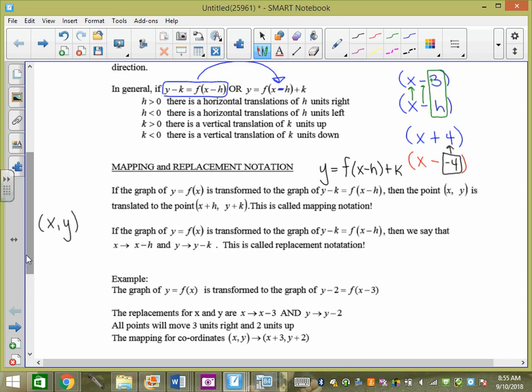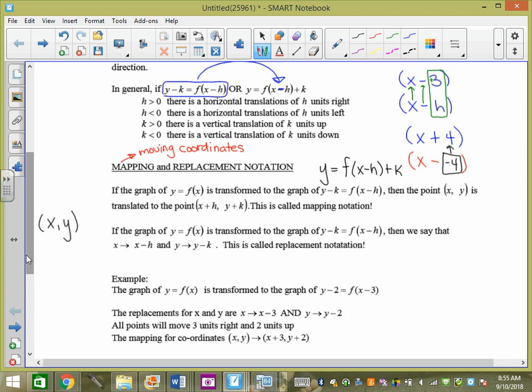So we use mapping notation when we're moving coordinates. And coordinates are just a fancy word for points on your graph. So if at any point in time you're moving a coordinate, you're going to use mapping notation. If you're moving an entire graph, you're going to use mapping notation because you're moving coordinates, right? A whole bunch of coordinates. A graph is just a whole bunch of coordinates. That's all it is. Okay?